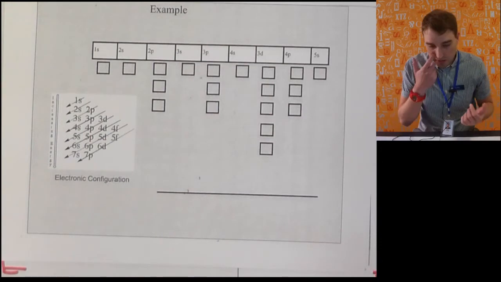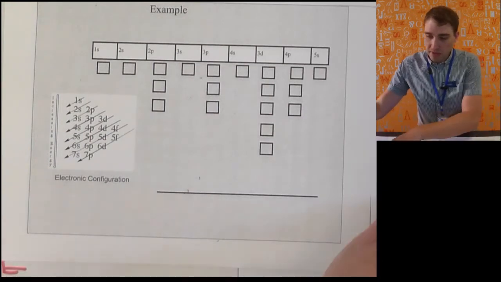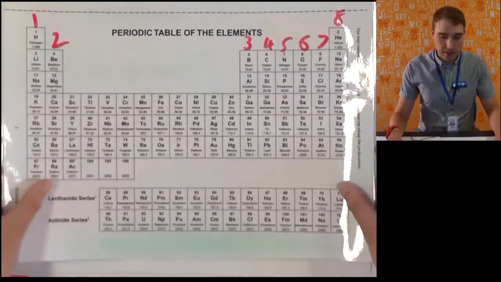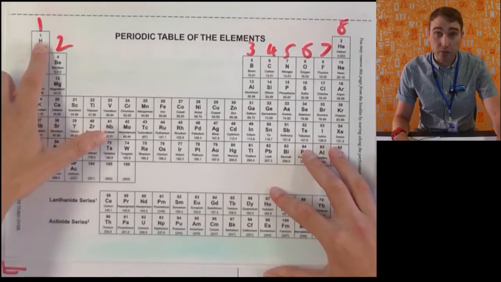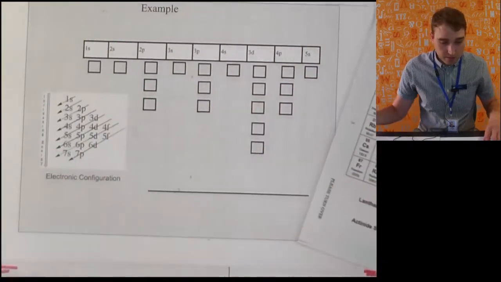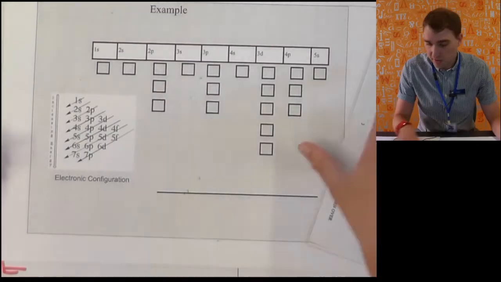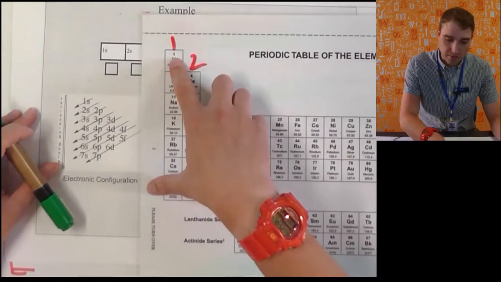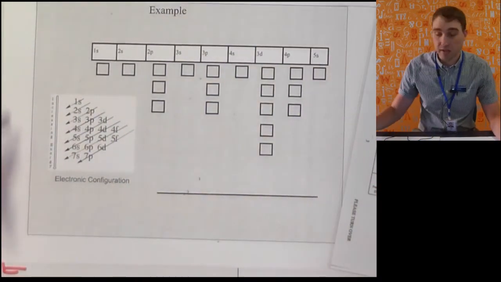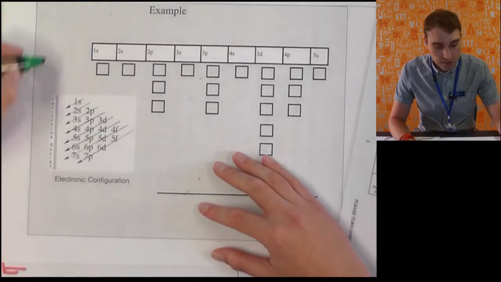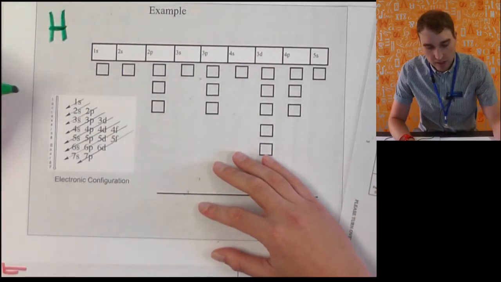The best way to learn how to do this is by doing examples. We'll start by doing hydrogen. Okay, so we find our periodic table, we look for hydrogen, it's in group 1. Group 1 means it has 1 electron in its outer shell. The atomic number is 1, so it's got 1 proton, so it's going to have 1 electron in the neutral atom.